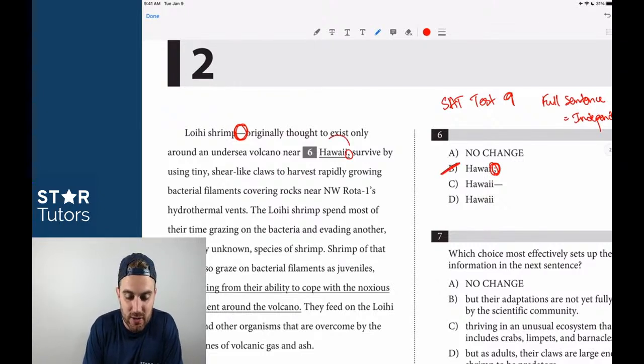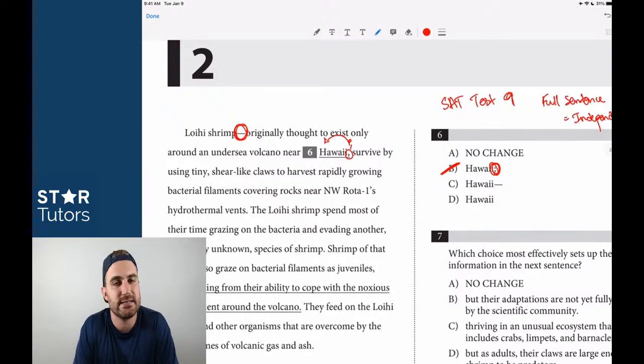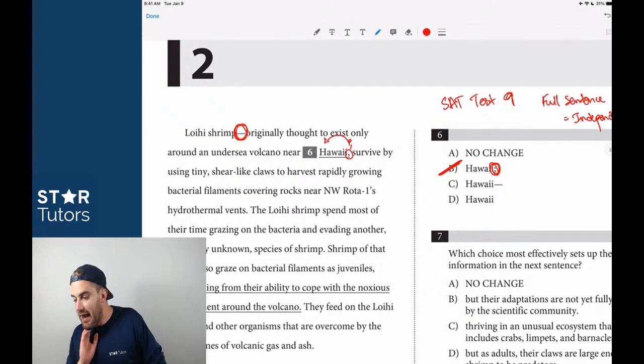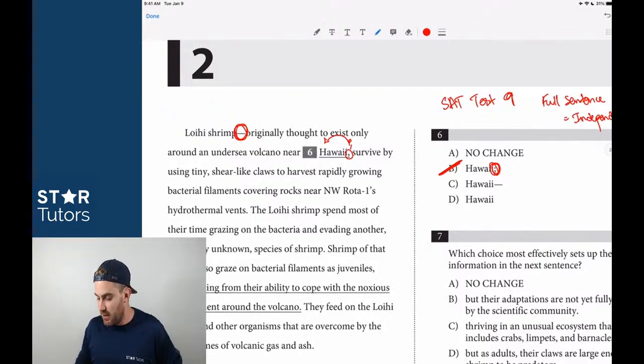Because if I look on the left side, we would assume that the semicolon was here. Low-high shrimp, originally thought to exist only around an undersea volcano near Hawaii. Is that a full sentence? Can that stand on its own? No. There's no finite verb in that. Can everybody give me a thumbs up if that makes sense? Why it can't be B? And Muhammad, and everybody, and Maria, does that make sense, by the way? Can you give me a thumbs up, Maria, when I say full sentence, independent clause?